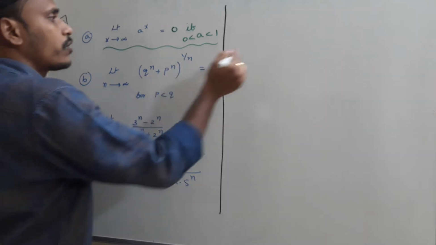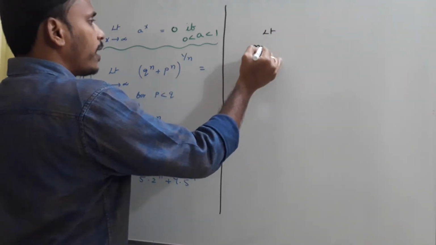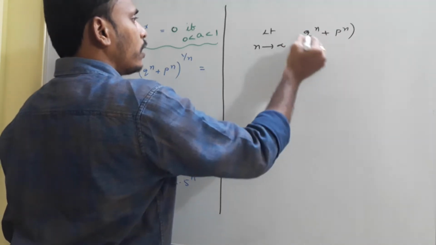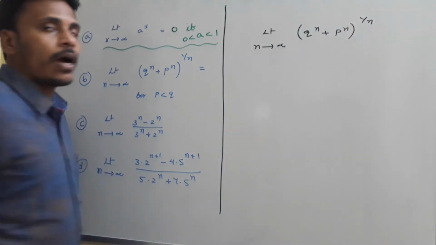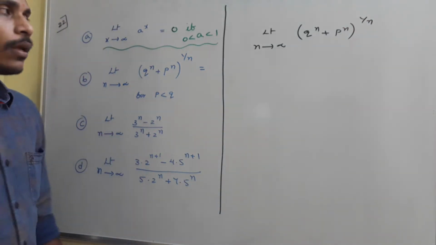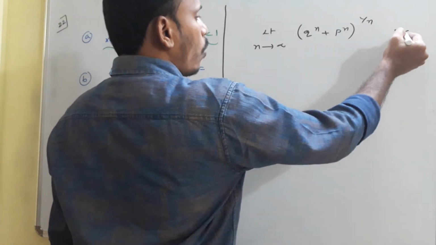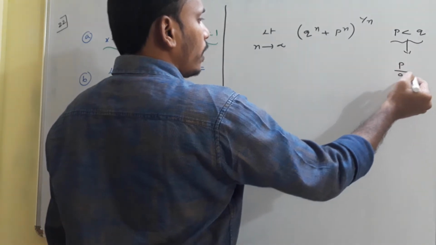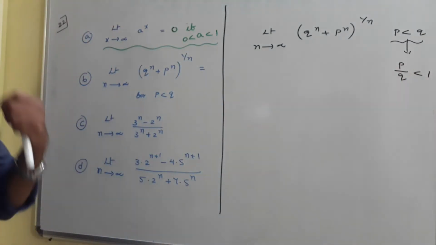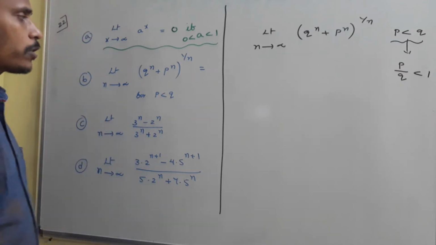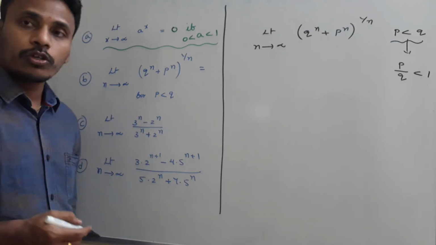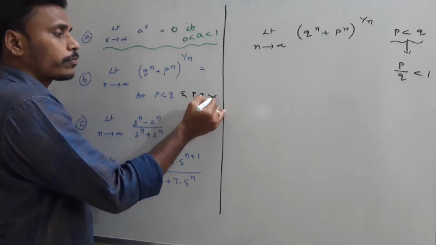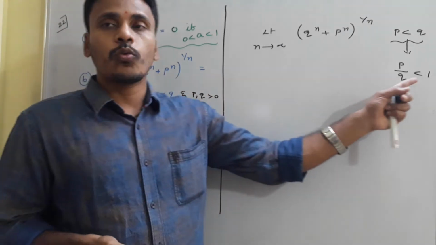Now, let us consider the second problem. Limit n tends to infinity of (q power n plus p power n) to the power 1 by n. And one restriction is also mentioned in the problem, that p is less than q. See, whenever p is less than q, p by q is less than 1. Just treat p, q as positive also. That is not mentioned in the question, and we need to consider p less than q as well as p, q positive. Since p, q are positive, p by q is less than 1.